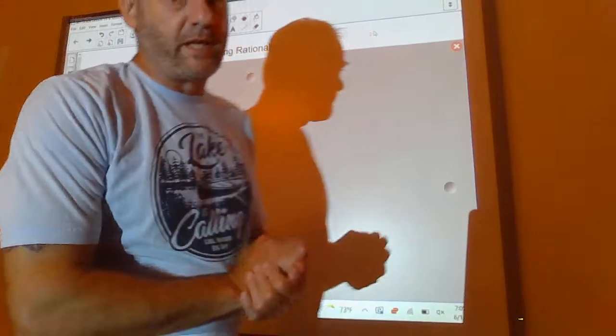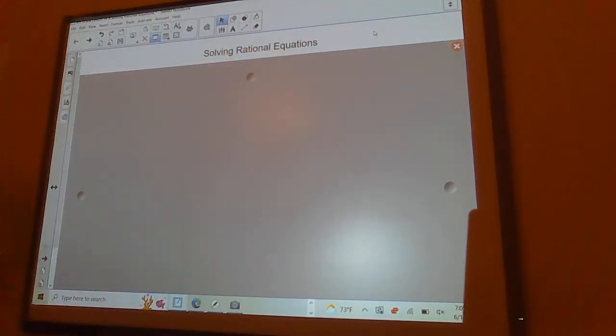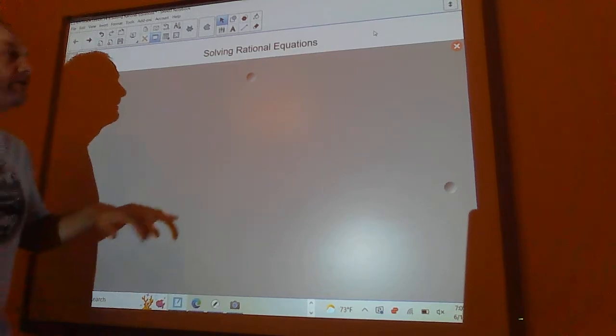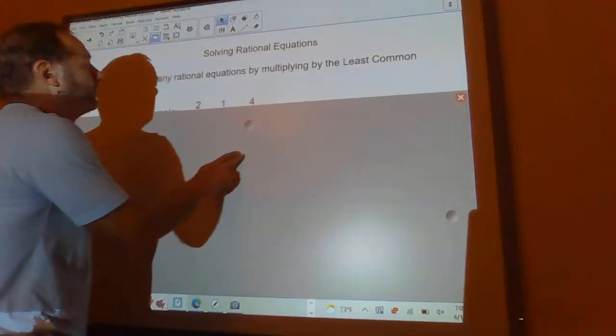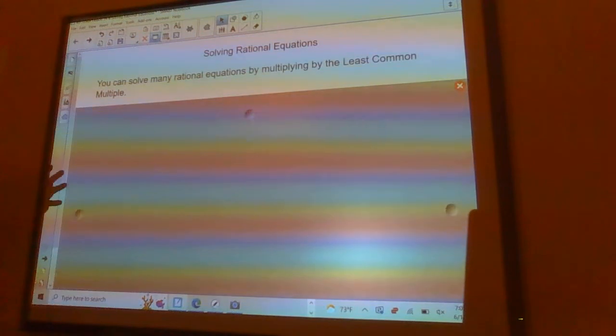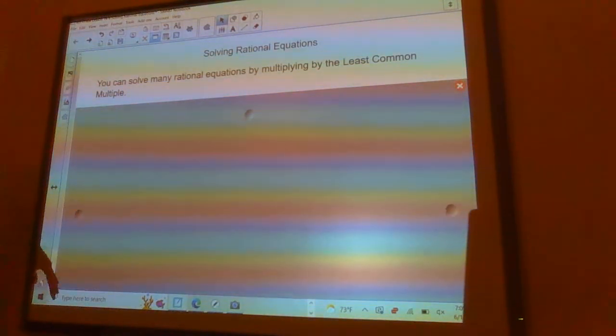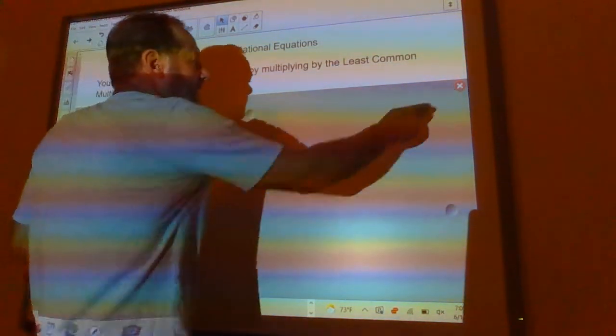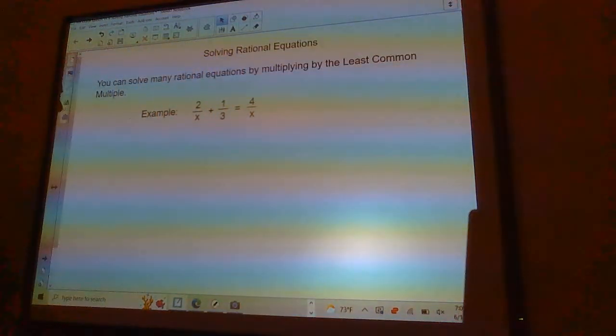Hello, everybody. Today we're going to talk about solving rational equations. Most of these we are going to solve by multiplying by the least common multiple. So how do we do that? Well, we got a problem like this.